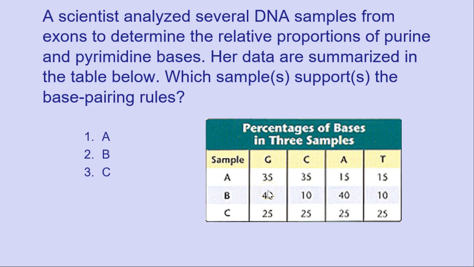40% guanine. Oh, wait. G and A, they're both 40%. Can those have the same number? Can two purines bind together? Can two pyrimidines, C and T, bind together? No. B does not support the rule. So A absolutely does. C does, but doesn't tell us anything.